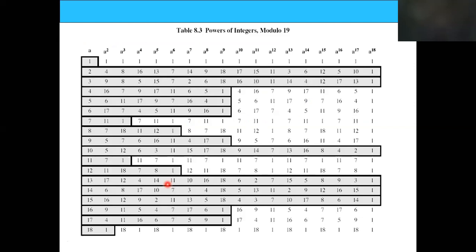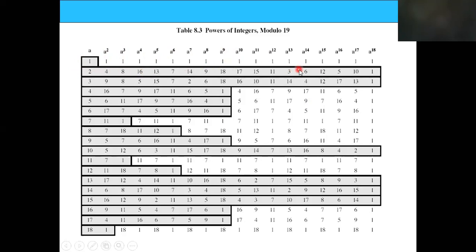So, powers of integers mod 19. If a is 1, then a to the power 2 is 1, a to the power 3 is again 1. So in that case, the first row will be all 1. If a is 2, then 2 to the power 2 is 4, 2 to the power 3 is 8.